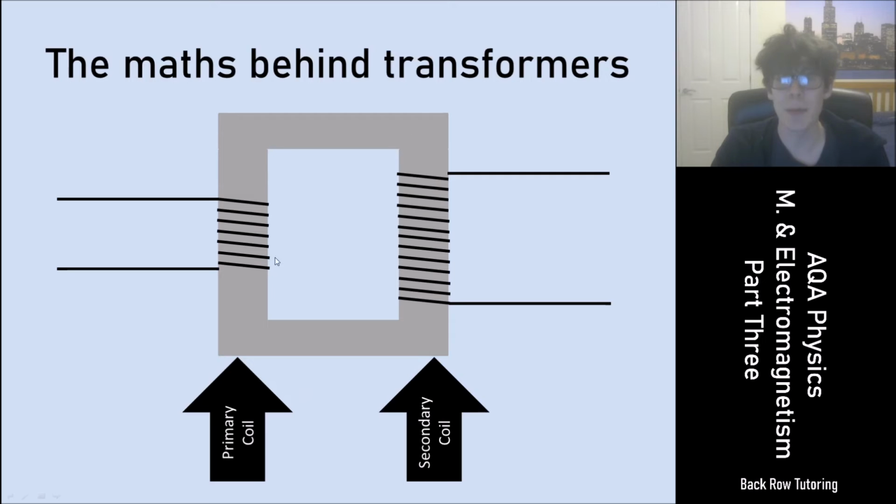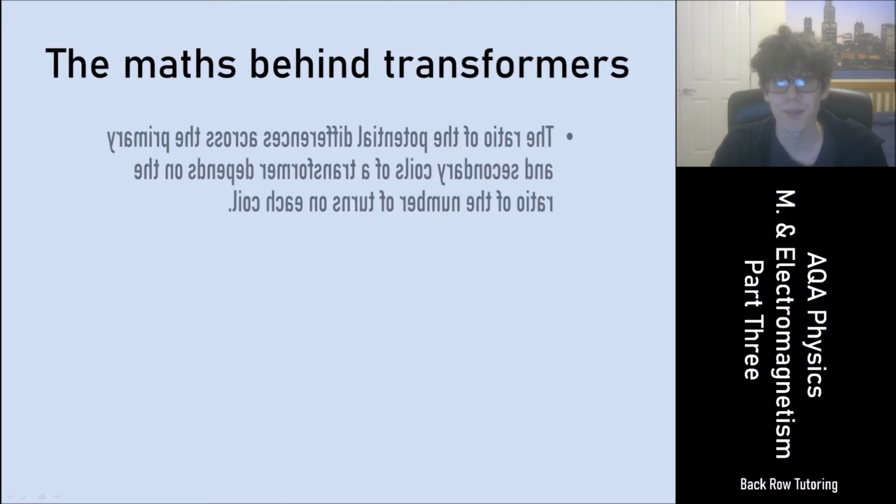Now, we'll have names for the different parts of the transformer. This part of the transformer is called the primary coil. This part of the transformer is called the secondary coil. And you do need to know that for the exam.